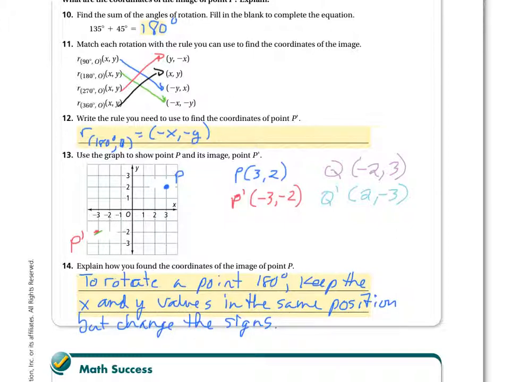So let's plot, because all you're doing is keeping your x and your y values in the same position, you're just changing their signs. Let's go ahead and plot Q. Q would be negative 2, positive 3, so Q would be right here. What quadrant should Q prime end up in? It should end up in quadrant 4. And so we get 2, negative 3.